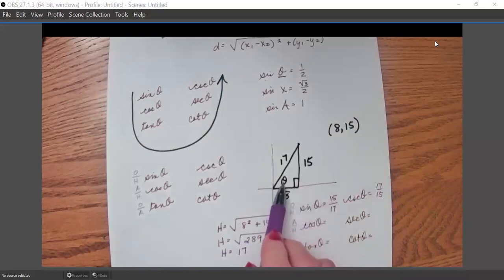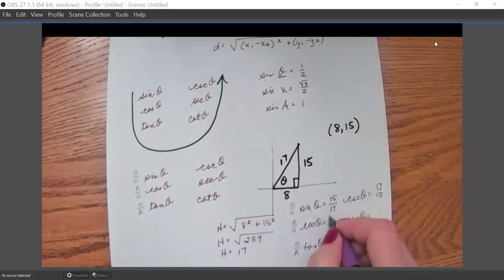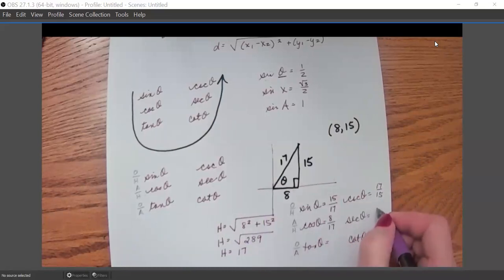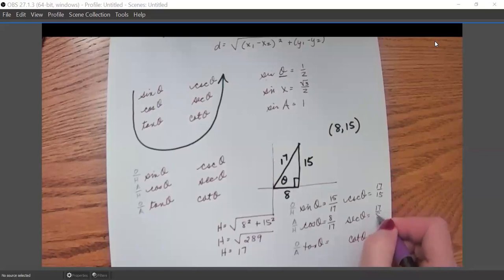The cosine of theta is the adjacent side. That's the side that's touching the angle or being used to create the angle. So that's going to be 8, adjacent over hypotenuse, over 17, which means secant is 17 over 8.